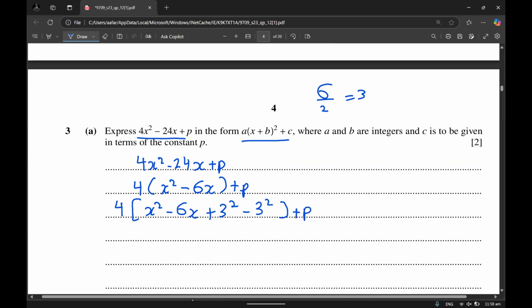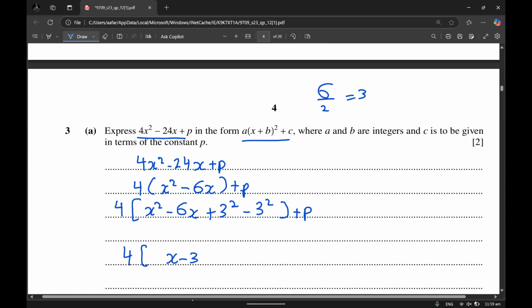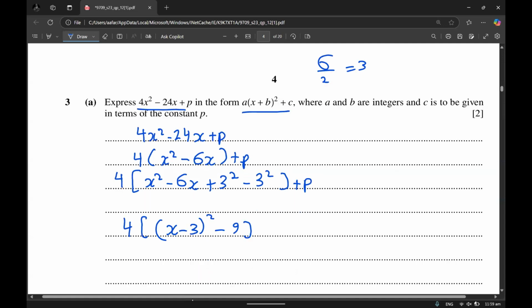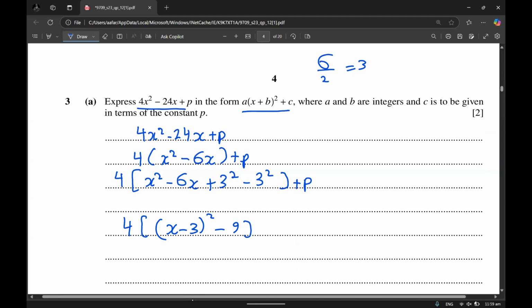And now we can see that it's x square minus 6x plus 3 square. So we can write this as x minus 3, and since it's minus right here, we'll do x minus. If it was plus, we'd do plus. x minus the term which we just added, whole square, minus 3 square, which becomes 9. If you expand it, that is what we'll get: x square plus 3 square minus 6x, plus p.